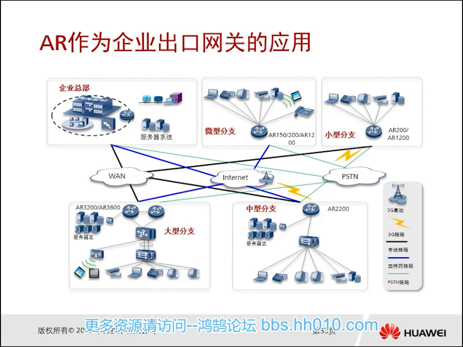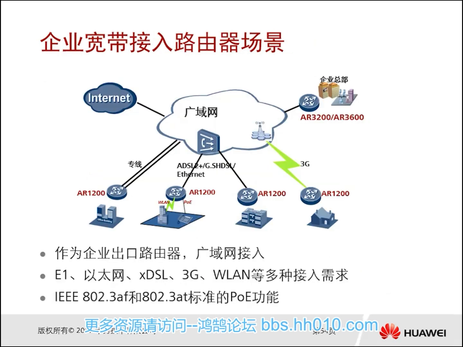So there's no need to say more; let's take a look at the enterprise broadband access router scenario. As an enterprise exit router, it provides wide area network access, and it can meet our requirements. Let's take a look at the diagram. It supports E1, Ethernet, 3G, WLAN and other access requirements. What PoE standard can it provide? It is IEEE 802.3 af, and also the at standard.